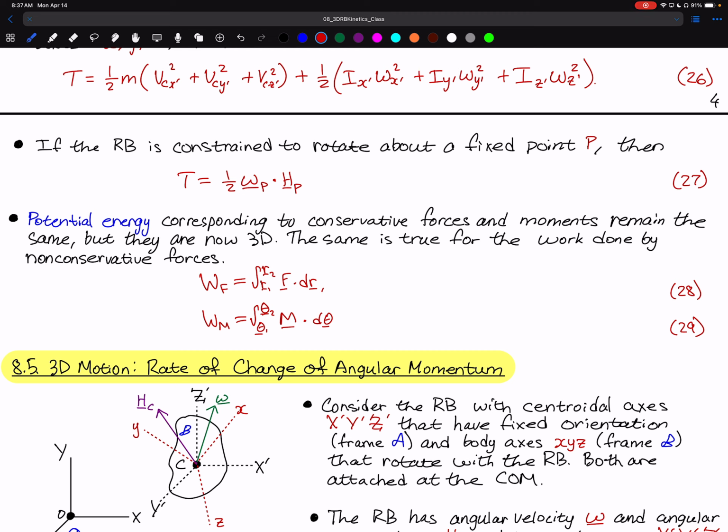All right, we're now ready to move on to look at 3D motion, starting with the rate of change of angular momentum, and then we'll look at Euler's equations of motion.